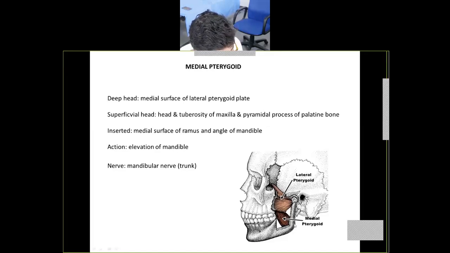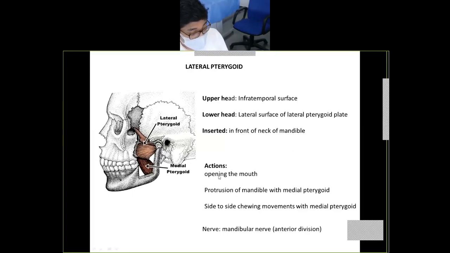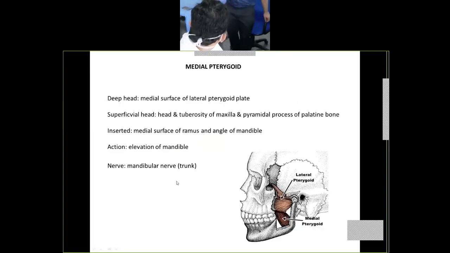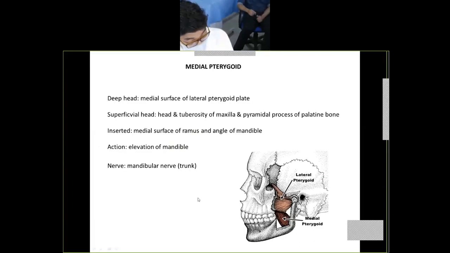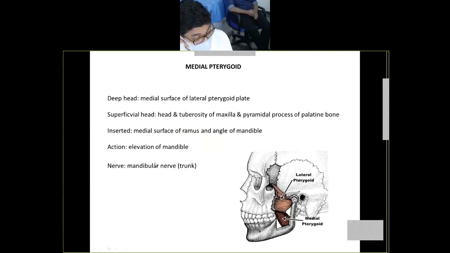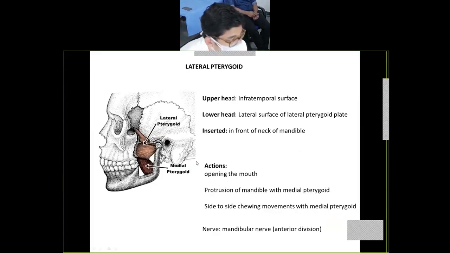What is the action? The action is elevation of the mandible. Here, the action is opening of mouth or depression of the mandible. Here, the action is elevation of the mandible. And the nerve supply is the mandibular nerve. In the case of lateral pterygoid, it was the anterior division. Over here, it is supplied by the mandibular nerve, but by the trunk itself. So these two muscles, medial and lateral pterygoid, occupy the infratemporal fossa.